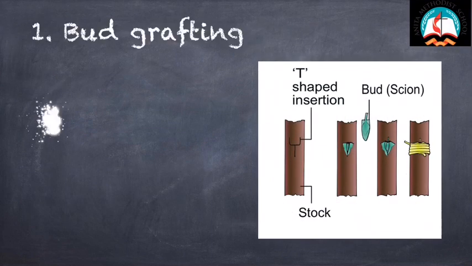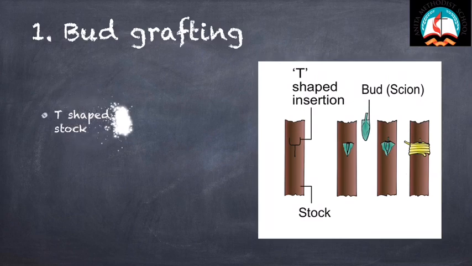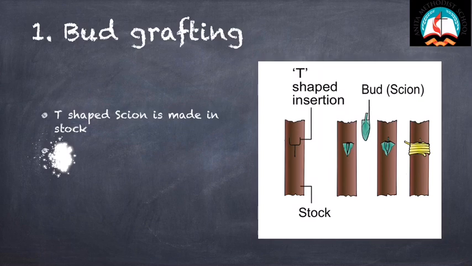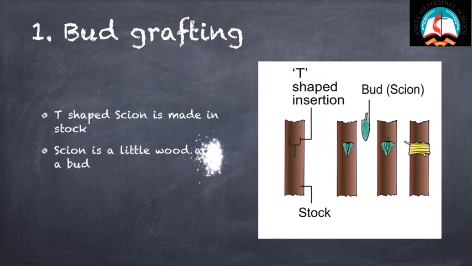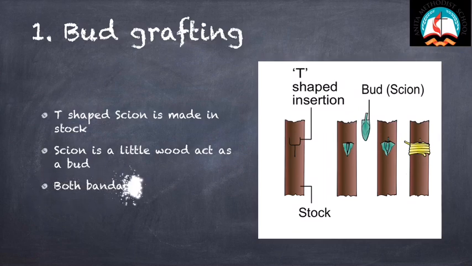In bud grafting, a T-shaped cut is made in the stalk. The scion, a little wood with a bud, is inserted. Both the scion and the stalk are bandaged with tape to form the bud grafting.